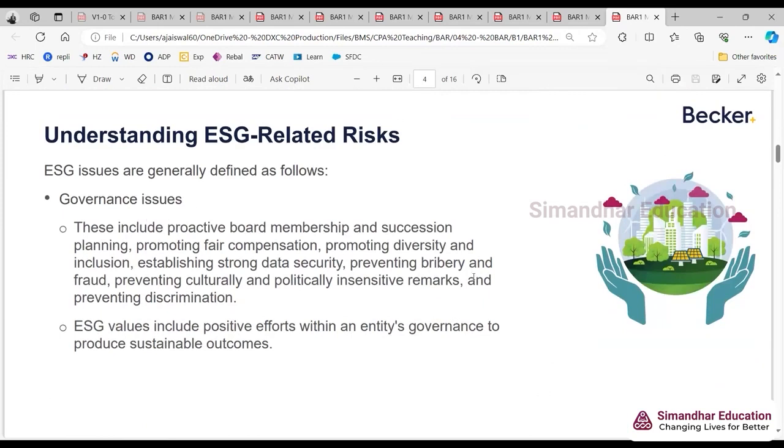Governance issues, obviously, have been there for a long time: that fraud should not occur, management is not siphoning money on their own, and the board should have good oversight on this. Diversity is a key term today, right? What is meant by diversity, by the way? You hear it a lot in companies: promote diversity, promote diversity. What is meant by diversity? Anyone knows?